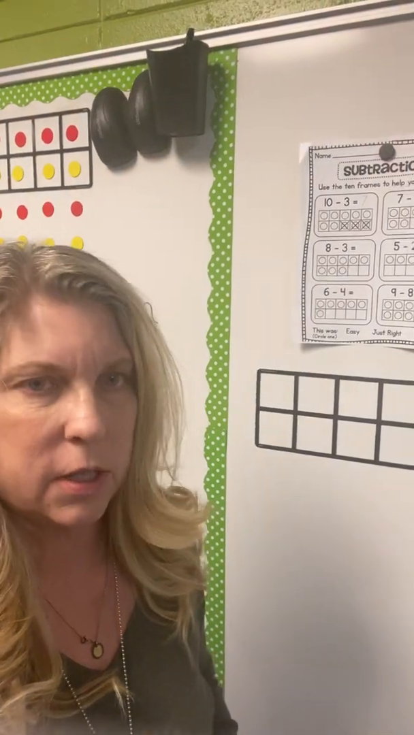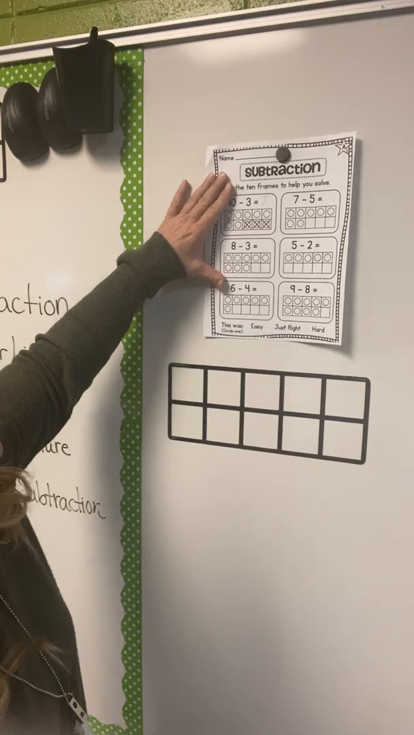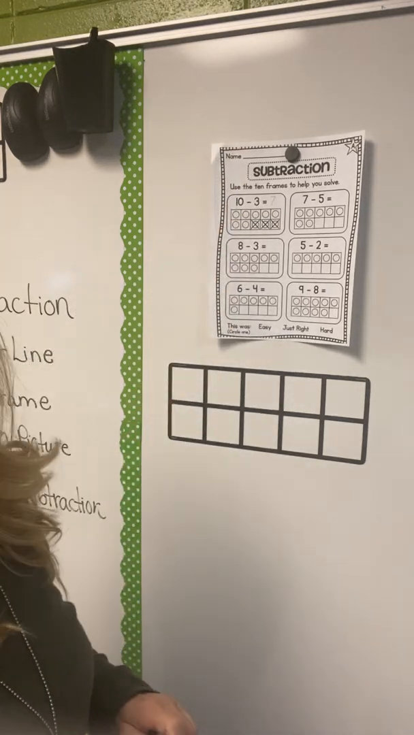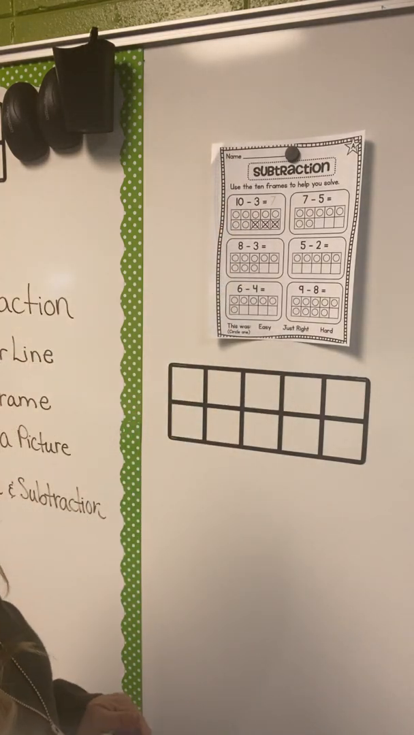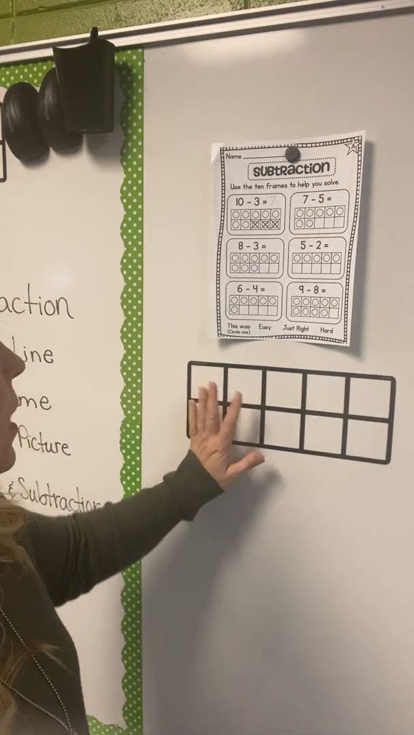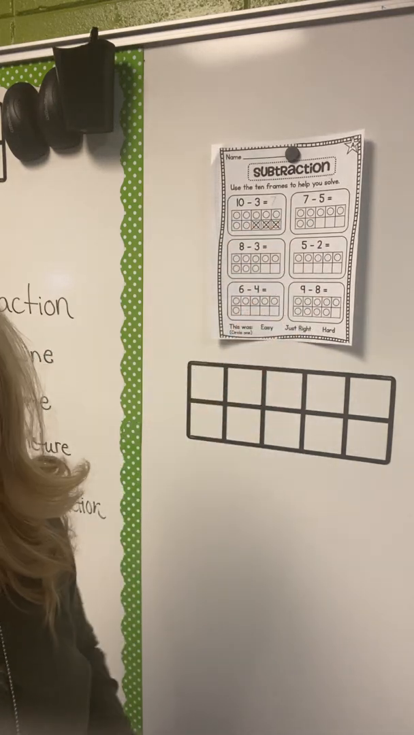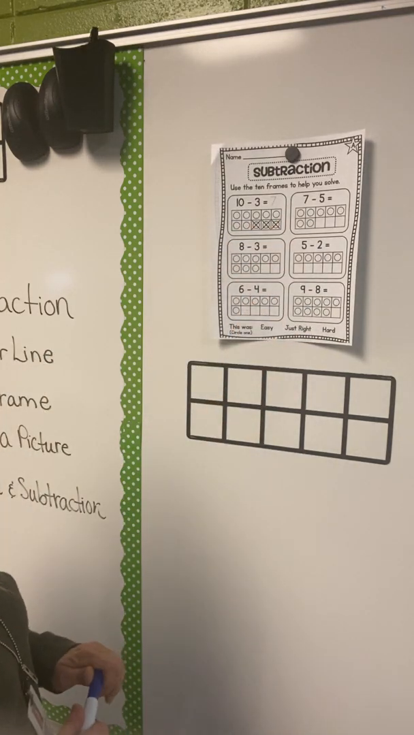I'm just going to move over this way a little bit so that you can see the worksheet that we are working on. It looks like this. It says subtraction. Use the 10 frames to help you solve the problem and get the answer. Okay, I have a blank tens frame right here. You will be working on the tens frames under each problem. Okay, you're going to be drawing on those.